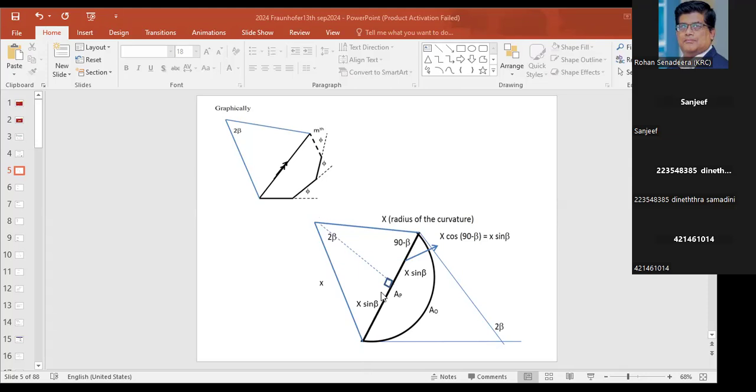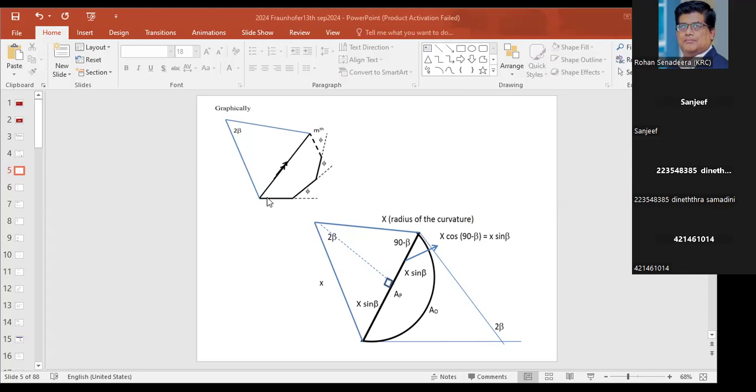So you can write this one is x sine beta, or otherwise x cos (90 minus beta). Either way, you can get this is x sine beta and this is another x sine beta. So this is our resultant amplitude distance, right? So graphically, we can represent it like this.